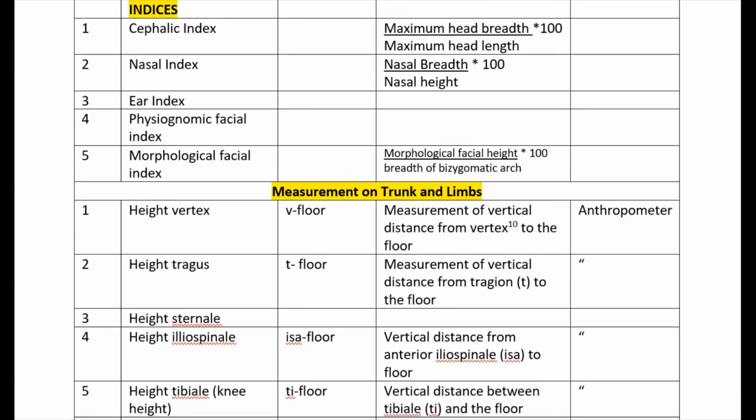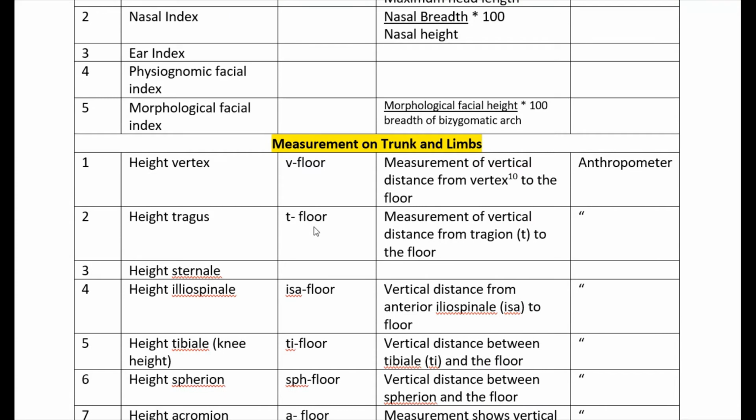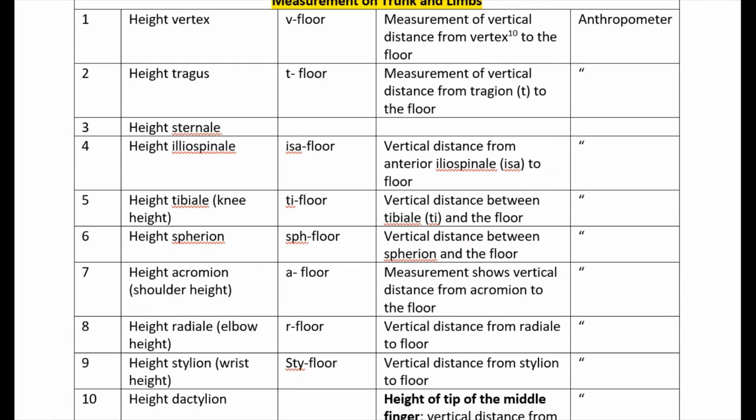Then we'll be moving on to the indices. The remaining we will cover gradually. Okay, so we'll take indices all together. Next we'll start with the measurements on trunk and limbs. Indices we will do both of them together, for head and for trunk and limbs. Indices will cover all together. Right, now measurements on the head, the trunk and the limbs.